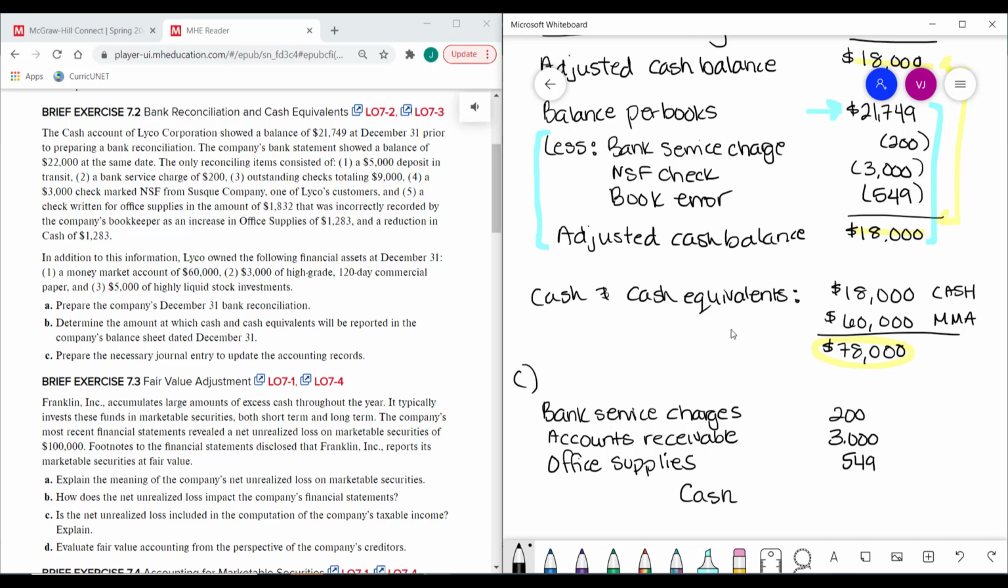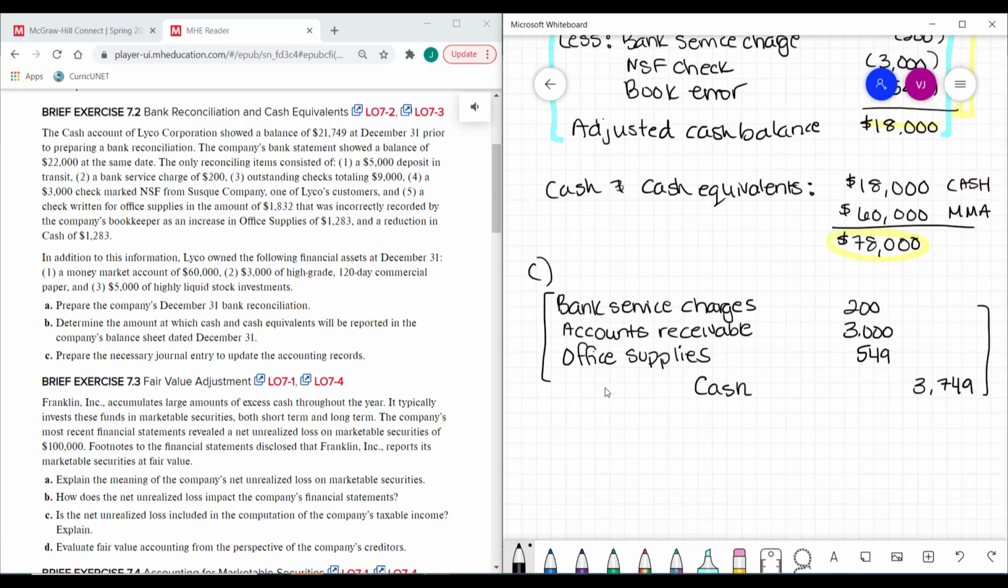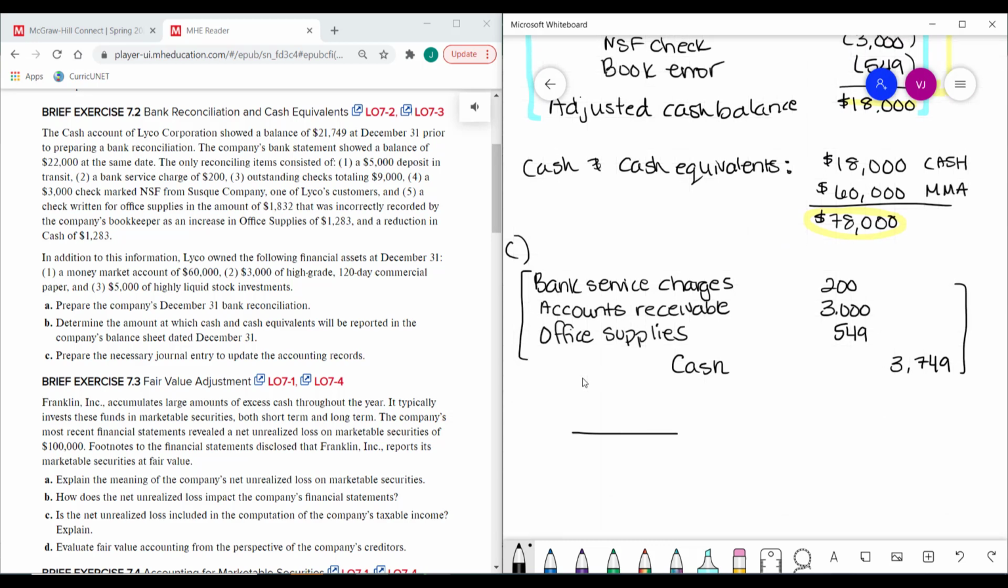Okay, and now we'll just credit cash for all of these all together. So $3,000 plus $200 plus $549, that gives us $3,749. And basically what's happening with this entry, well, in the cash account, there's $21,749 in there, and now we're crediting this account, and when we do that, our cash balance will be where it needs to be, accurately matching our bank account, our checking account.